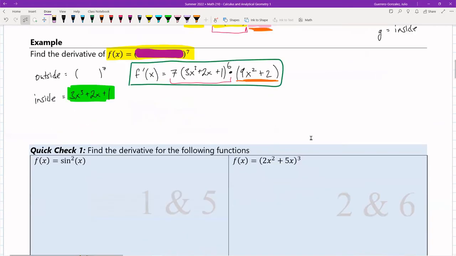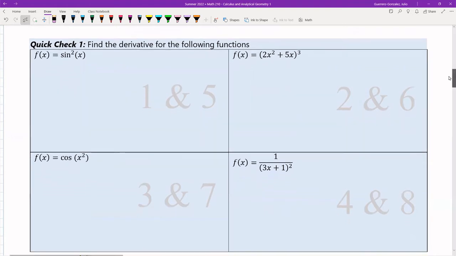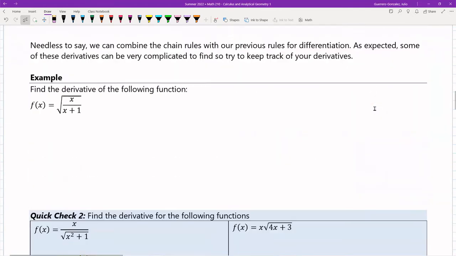What comes up next is quick checks. So go ahead and make sure you do just the quick checks that are assigned to your discussion group. If you're group 1, you only have to do group 1. If you're group 4, you only have to do group 4. Okay, so let's go ahead and move on.